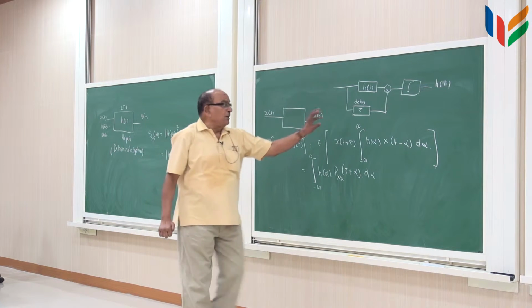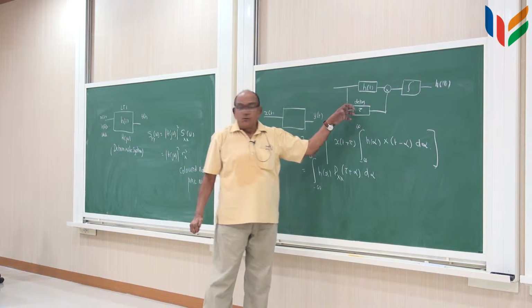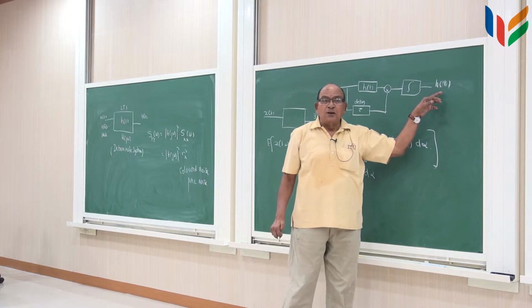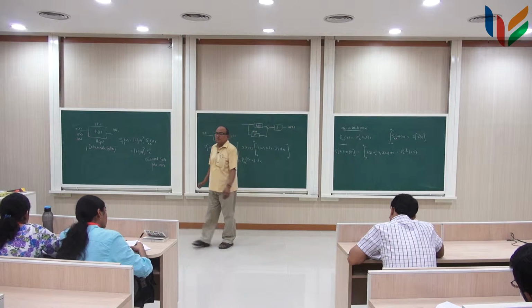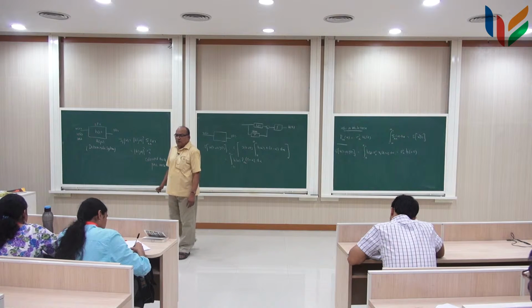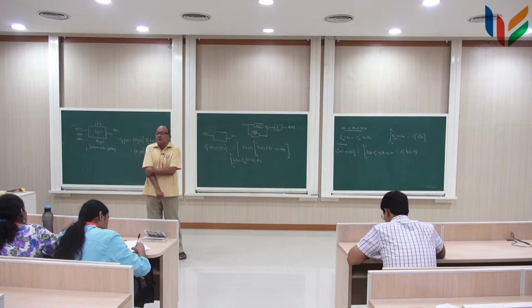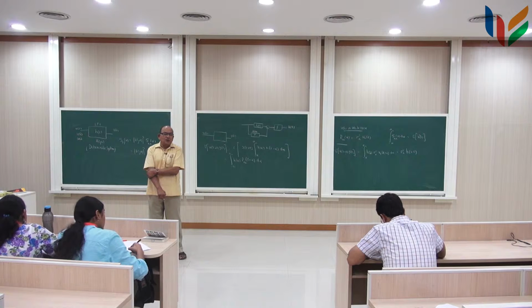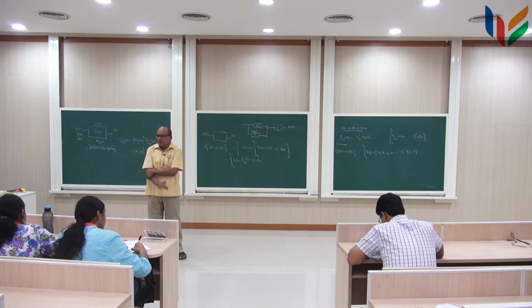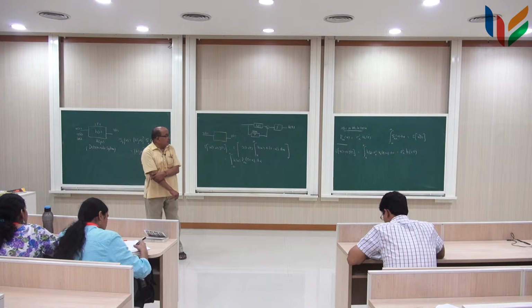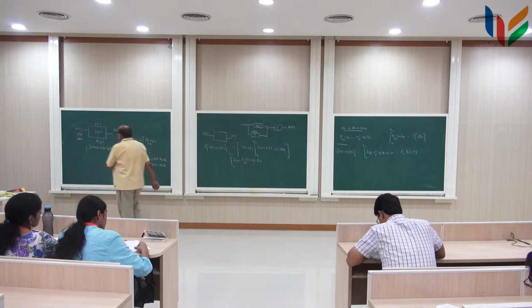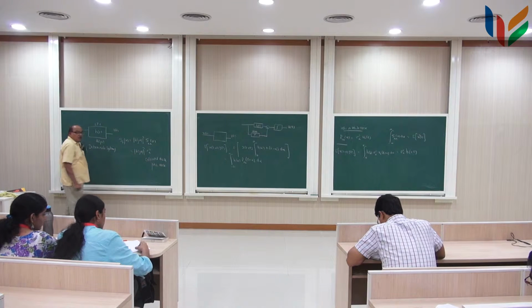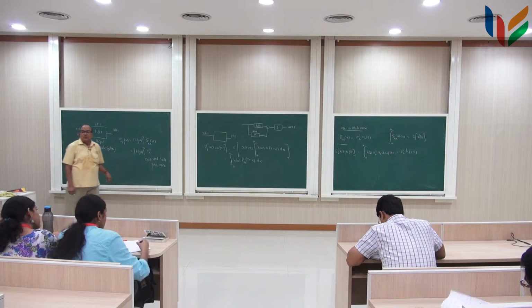So I can go on changing this delay and find the values of h at different values of tau and get the total impulse response. So it's a very nice way of finding the impulse response of the system. So in experimentation, if you want to do this for an unknown linear time invariant system, you need to have this stationary white noise.